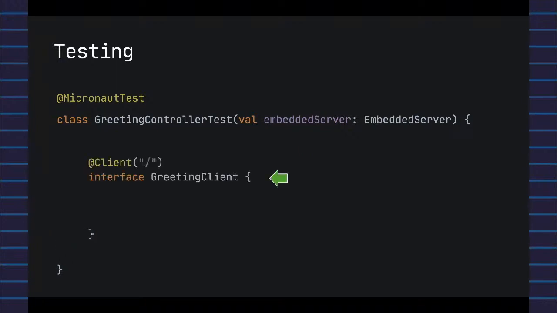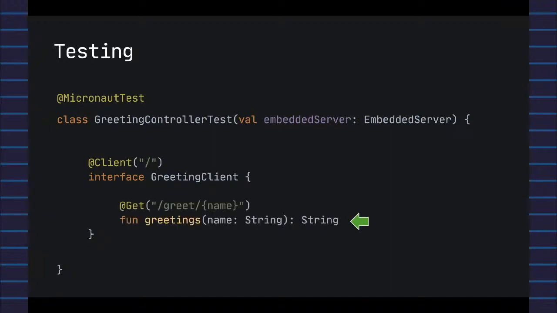So in my test, what I need to do is specify a client. I'm going to create a client that's going to interact with that embedded server, and I need to specify in my client what URI I'm going to test against. And I'm testing against this URI here, greet, and the name that I pass in. What the @Client annotation does is that it creates all the scaffolding, the boilerplate code, to make this request.